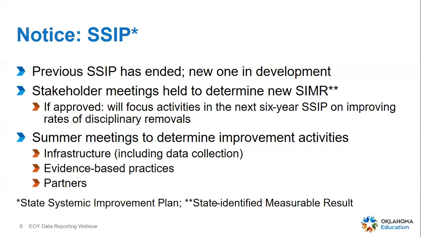Final notice before we get into the actual data is SSIP. Our previous SSIP has ended, our State Systemic Improvement Plan. We are working on a new one. We held stakeholder meetings in January and February to determine a new state identified measurable result. We're hoping to look at the rates of disciplinary removals across the state. But we have to get that approved by OSEP, and we won't know that until the summer. So it's going to be mid to late summer before we can hold additional stakeholder meetings to determine those improvement activities in infrastructure, evidence-based practices, which partners we will work with, and so forth.